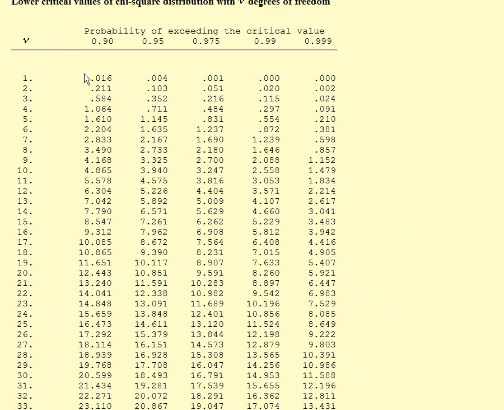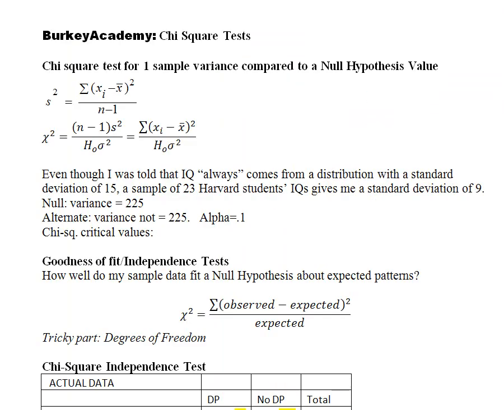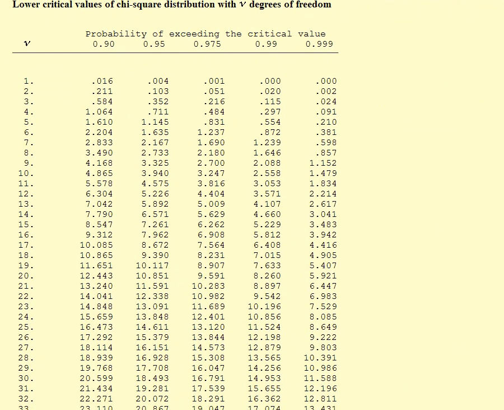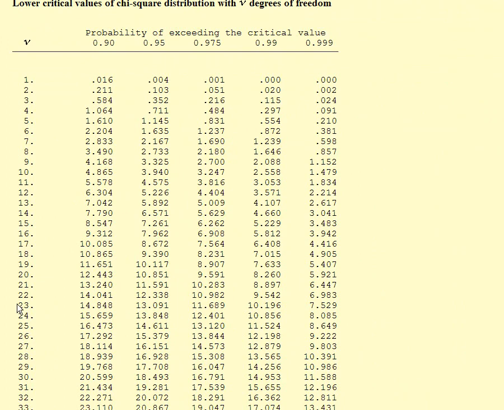Now, before we can look at this table, we have to know how many degrees of freedom we are going to use. Now, I forgot to talk about this. With this particular test, the degrees of freedom are n-1, and the n-1 degrees of freedom comes from the denominator in the variance that you're using. So n-1 degrees of freedom. I said I had a sample of 23 Harvard students, so let's go back to this table here. 23 Harvard students minus 1, 22 degrees of freedom.